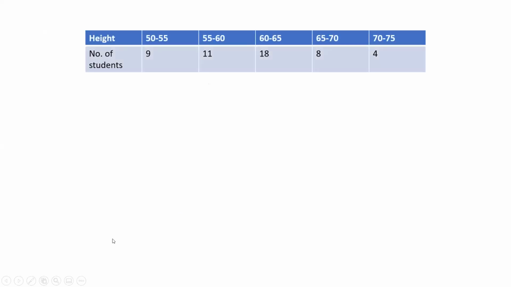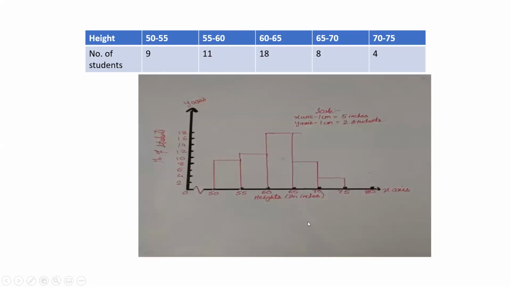Here, these are the heights of the students and these are the number of students. On the x-axis we can write the height of the students, and on the y-axis the number of students. So let's construct one x-axis and then the y-axis. Here you can see this is my x-axis with the heights in inches, and on my y-axis are the number of students.